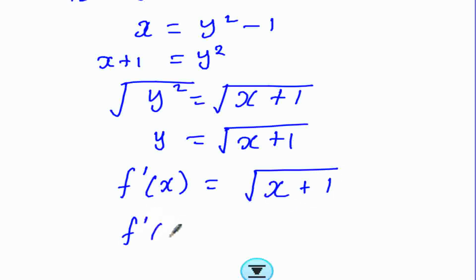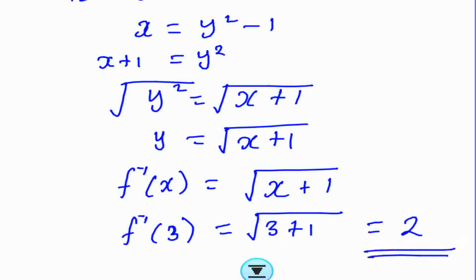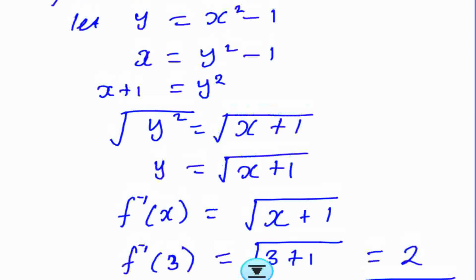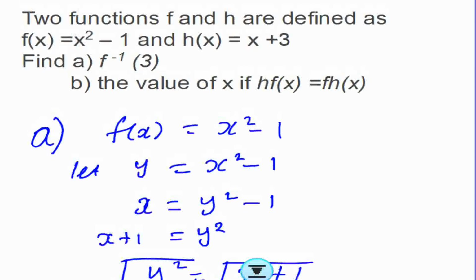But they asked for the inverse at x equals 3. So the inverse at x equals 3 will be the square root of 3 plus 1, which is 4, and the square root of 4 is 2. So this one becomes our answer. So we've done part A and our answer is 2.